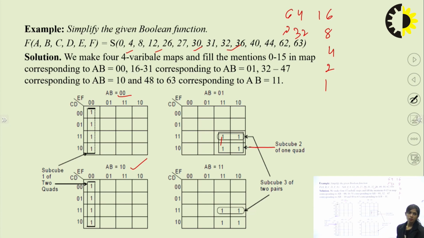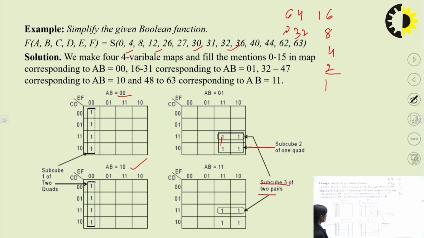After this we are going to find out the group of 2. If it is matching in any 2 K-maps, we will take this. So we have these 2 ones which are formed in between these 2, so we are going to match up this. So this is treated as subcube 3.